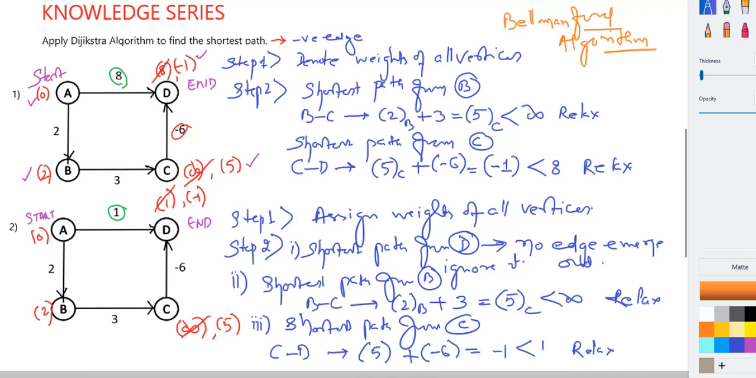So with this we come to the end of this numerical problem of Dijkstra's algorithm.